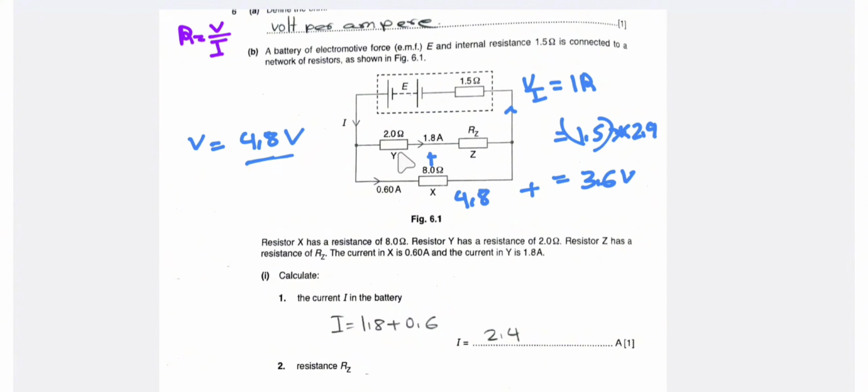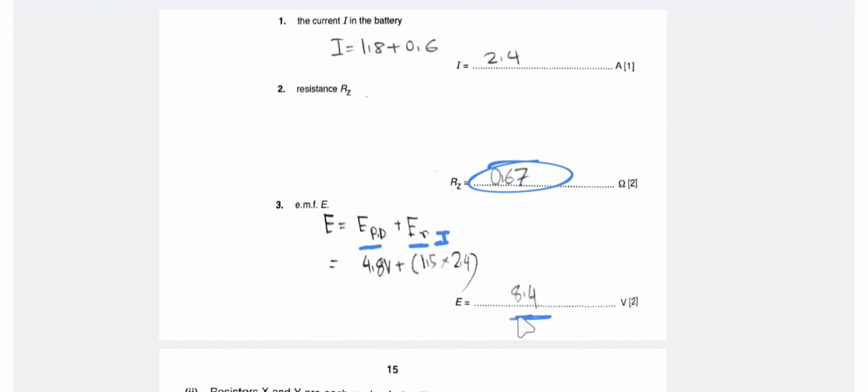That is the parallel combination, so the voltage across this and this are the same. So that is 4.8 plus the voltage across the internal resistance. So the overall voltage becomes 8.4 volt. That is 8.4 volt.